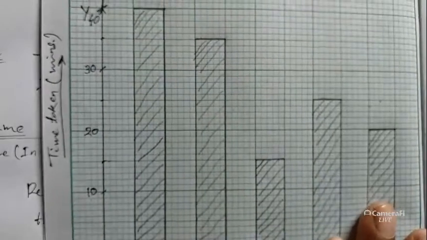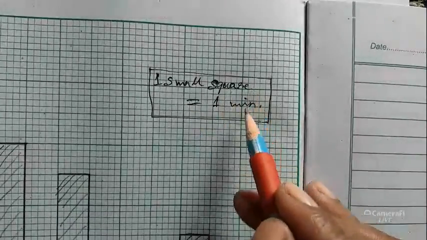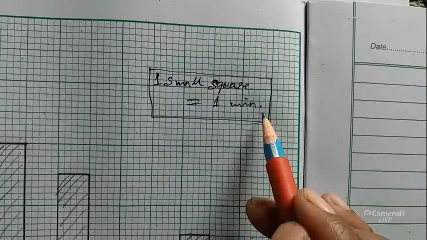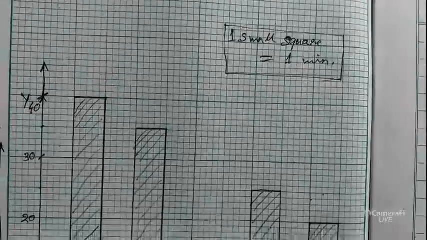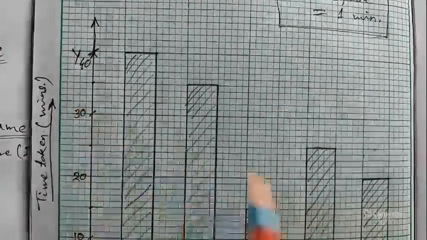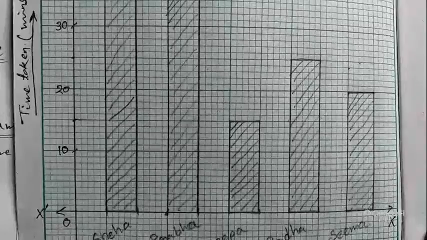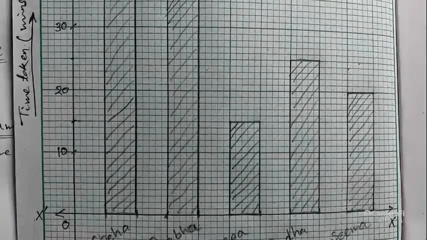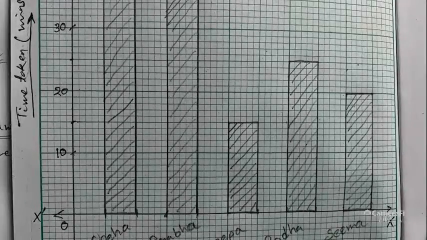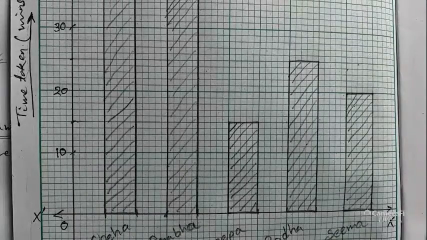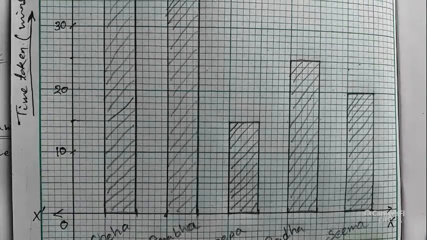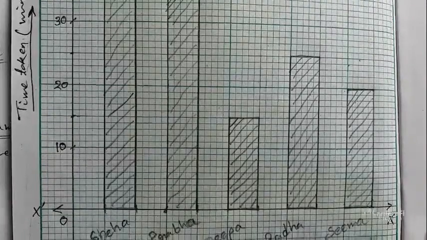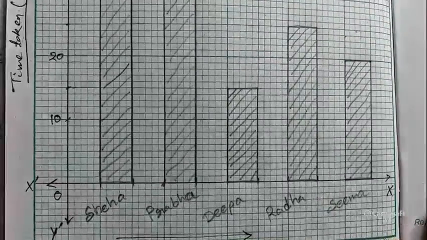First we have to choose the scale to represent the data. This is the scale I have chosen here. One small square means 1 minute, but this is only along the y-axis. Okay, so in this way we can mark the scale along the y-axis, and then we can draw the bar graph easily. So this was the complete topic of the bar graph. Hope you have understood this topic, and you can solve any other type of bar graph.